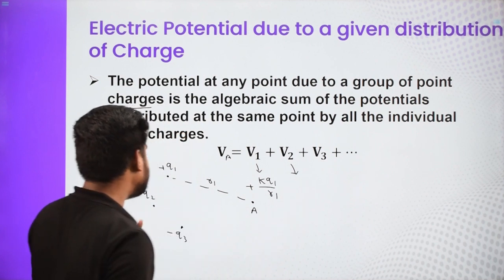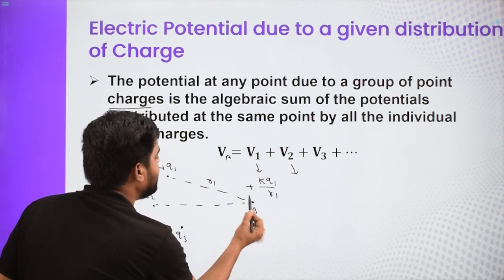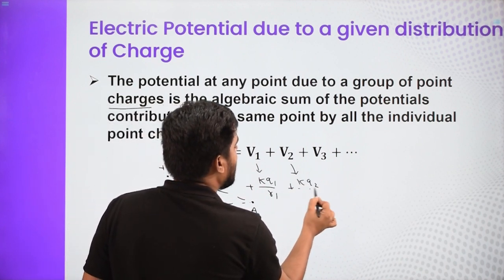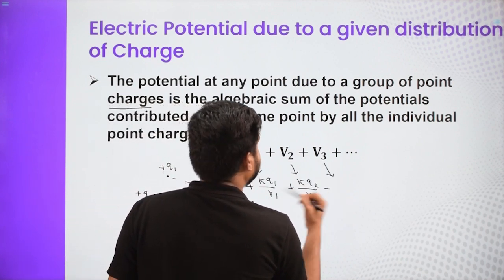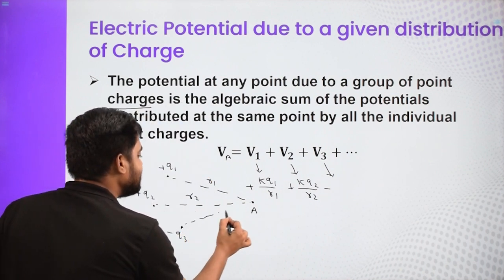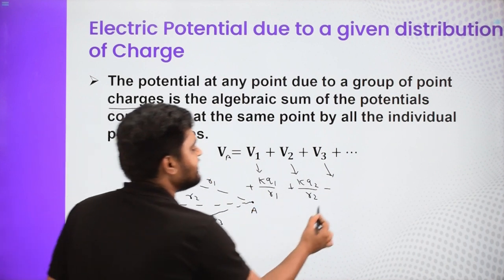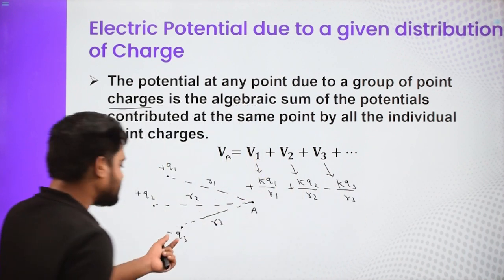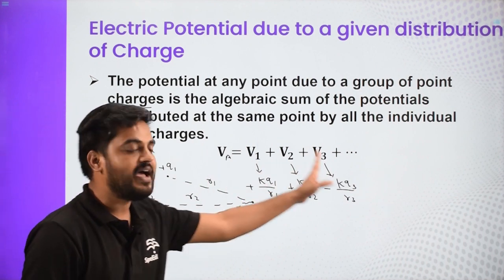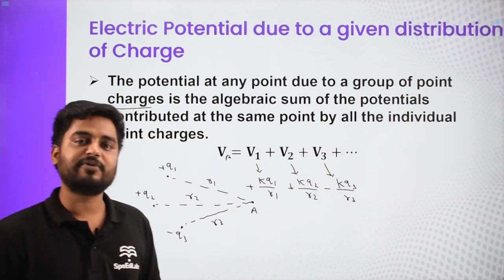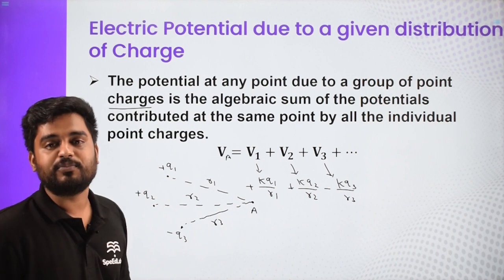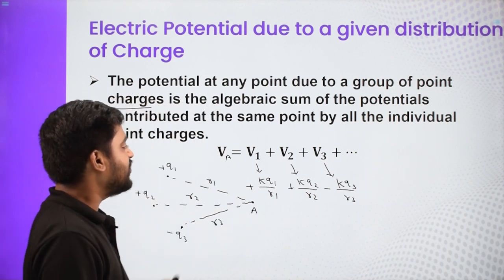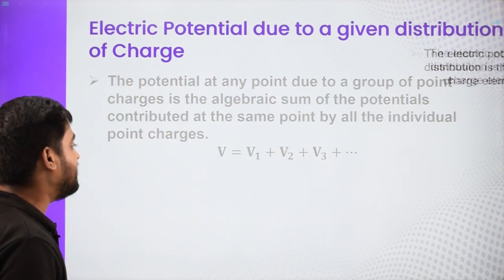In the same way, the potential due to point charge number 2, where this distance is R2, is KQ2 by R2. And the potential due to charge 3 will be negative because this charge is negative. Let us say this distance is R3, then this is KQ3 by R3, but here it will be negative because the charge was negative. So you can simply add all the potentials with their proper signs to get the total potential. It is a scalar quantity, so there is no vector addition or subtraction. You just need to take care of the signs very properly.